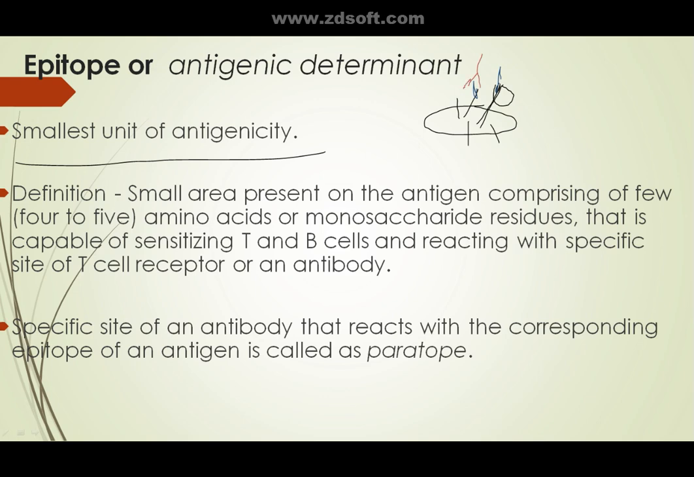This particular region which goes and binds to the epitope is known as the paratope. So, the epitope is a part or portion of the antigen, whereas the paratope is the part or portion of an antibody. Paratope and epitope, remember this, they will be asking for the examination. We will define it: the specific site of an antibody that reacts with the corresponding epitope of an antigen is called a paratope.